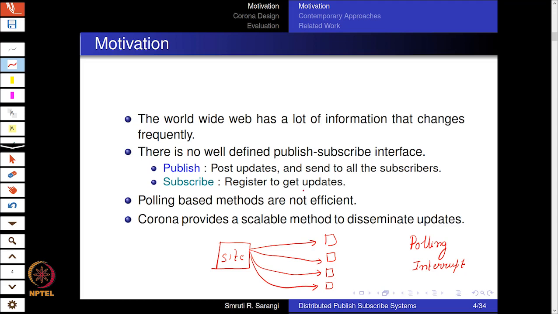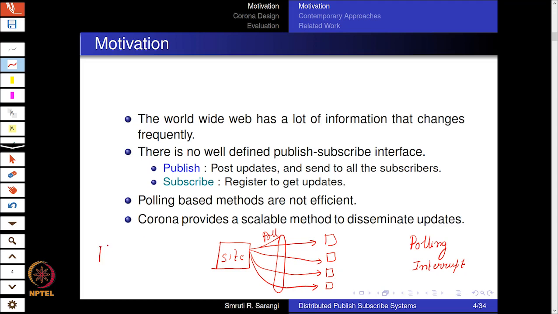So the main aim of Corona is to place a layer of intermediaries over here, which minimize the load on the server as well as stop the clients from polling, right? So the intermediaries actually poll the server, but they minimize the load at the server. And instead of the clients polling, they actually send messages to the clients whenever there is an update. So the intermediaries maintain state.